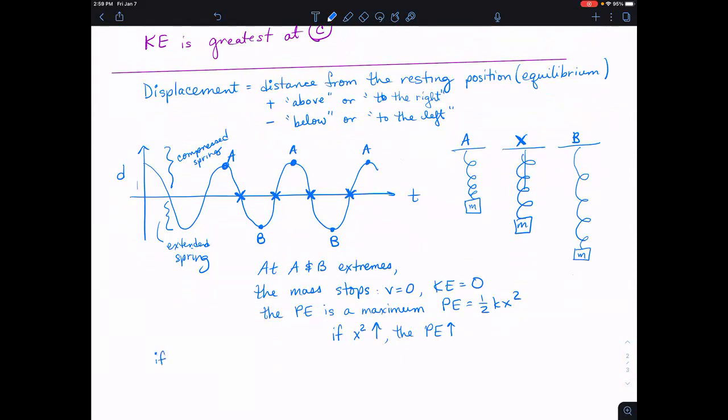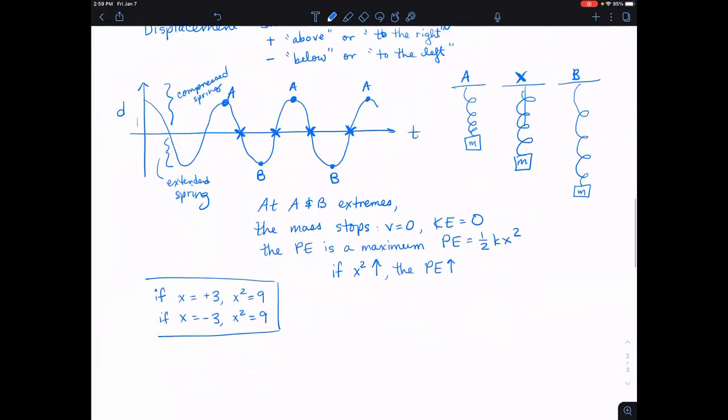So let's give a little example of that. If x equals +3, x squared equals 9. If x equals -3, x squared also equals 9. Okay, so that's why the potential energy does not depend on whether the displacement is positive or negative. You will have the same quantity of potential energy. Okay, so at the extremes, at A and B, that's what the situation is.